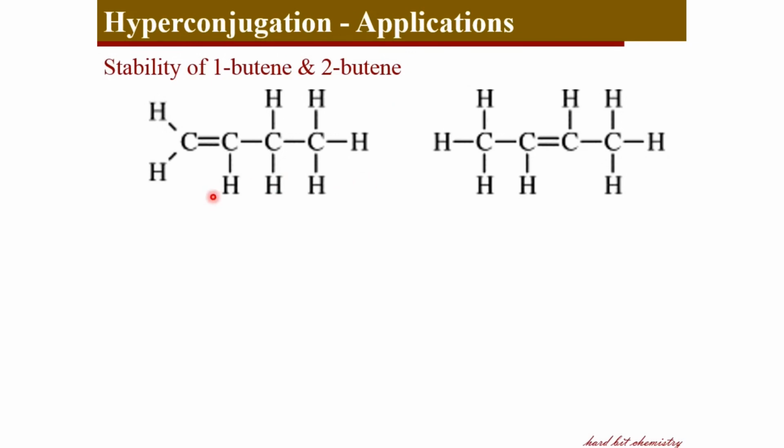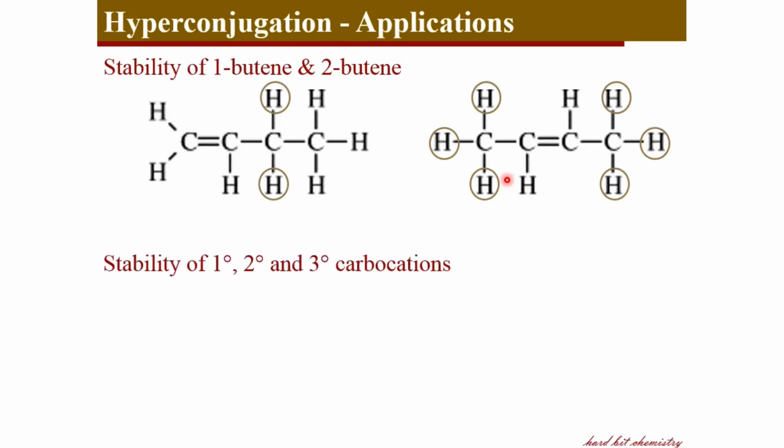The idea of hyperconjugation is used to explain the relative stability of similar chemical species. Here you've got 1-butene in the first structure and 2-butene in the second structure. 1-Butene has 2 alpha hydrogens, whereas 2-butene has 6 alpha hydrogens. Therefore, 2-butene is more stabilized. It has more no bond resonance structures, therefore it is more stabilized than 1-butene.